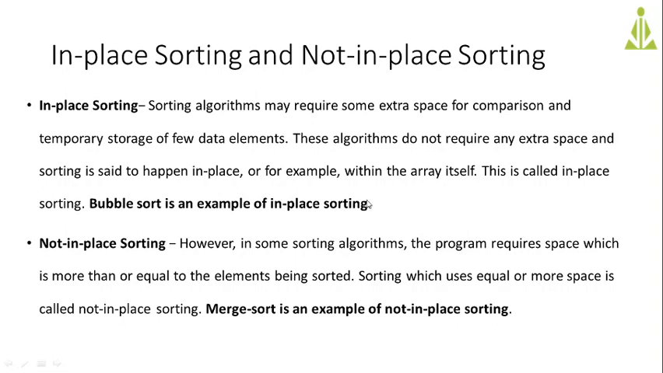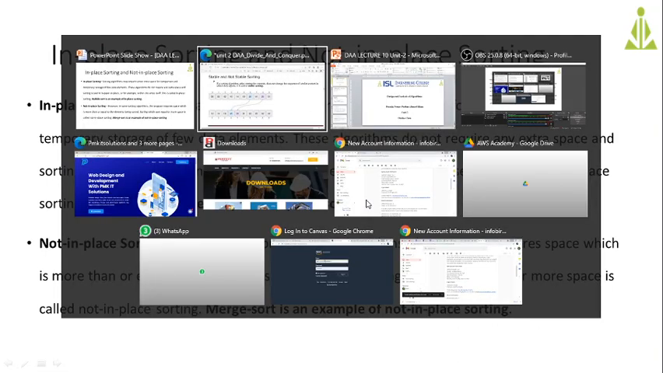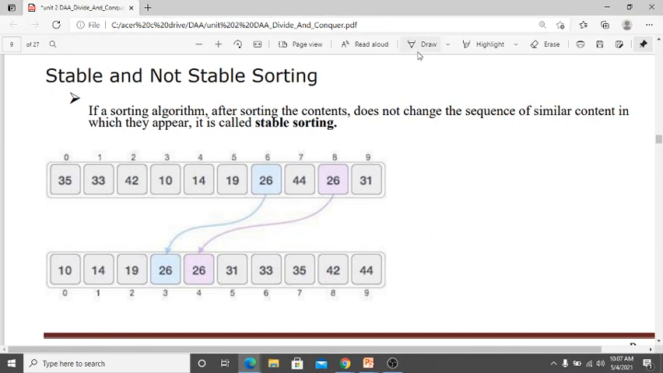Now we will see stable and not stable sorting. After in place and not in place sorting, we will see stable and not stable sorting. If a sorting algorithm, after sorting the content, does not change the sequence of similar content in which they appear, it's called stable sorting.